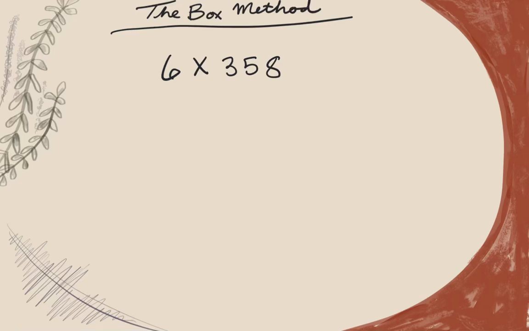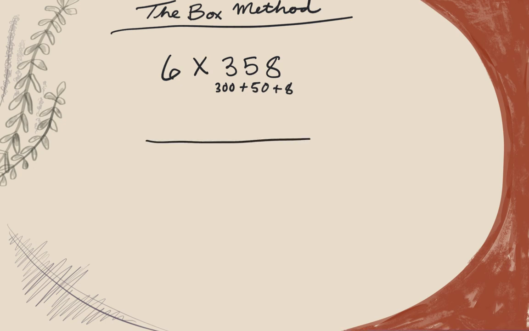All right, here we go. We are multiplying a single-digit number by a three-digit number. And the first thing that I need to do is break my three-digit number into expanded form. I need to ask myself, how many hundreds do I have? How many tens do I have? And how many ones do I have? But we want to keep the place value. So I have 300 plus 50 plus 8.